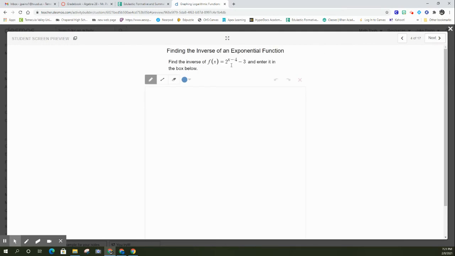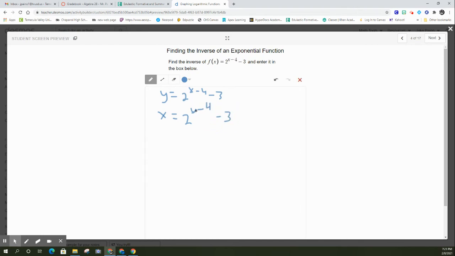Now, yesterday in class, we talked about finding the inverse of exponential functions. So let's do that right now. So this is the same function that we just graphed. If I said find the inverse, we're going to replace f of x with y. And then we want to switch x and y because that's the definition of an inverse, the domain and range switch. So x equals 2 to the y minus 4 minus 3.